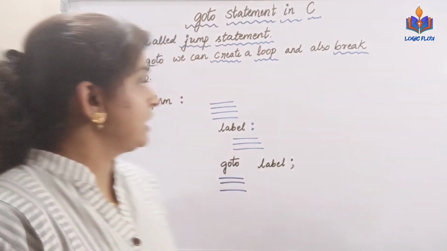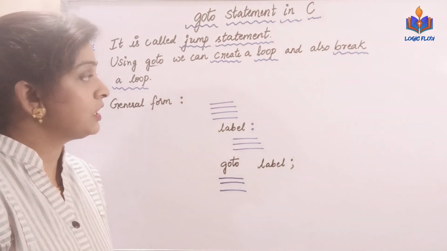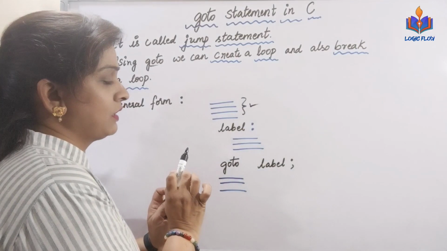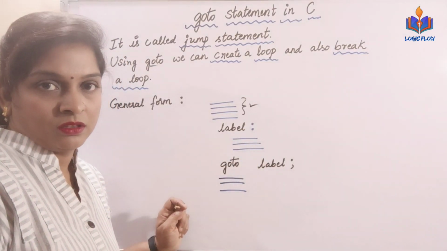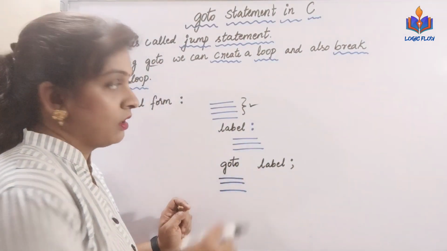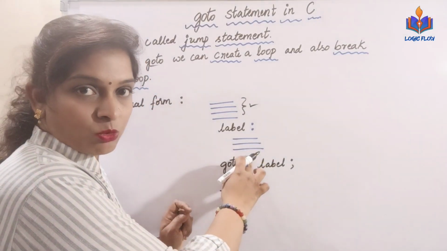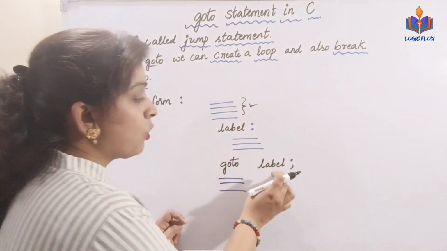So let us see the general form of this goto. So here you have some set of statements. Then a label, it is some user defined name, and a colon. Next to that, some statements will be there for execution. Then I say go to label. So it will go to this label.